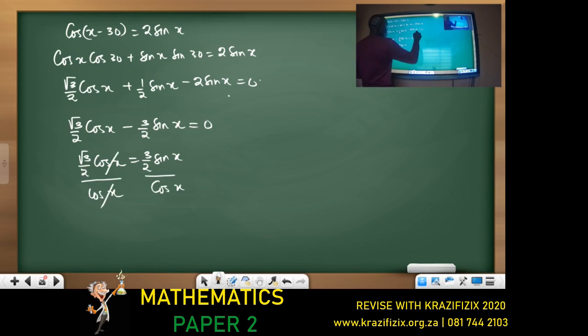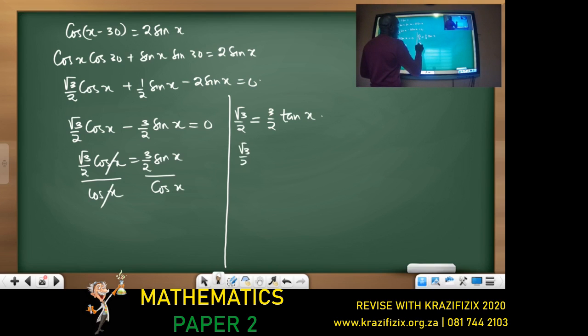Alright, so what do we know? I'm going to just break this page. Root 3 over 2 equals to 3 over 2 tan x. Alright, let's divide both sides by 3 over 2. What am I going to have? Times 2 over 3 equals to what? Tan x. So what do we have? Tan x equals to what? Root 3 over 3. Now, this is positive, and tan is positive in the first quadrant.